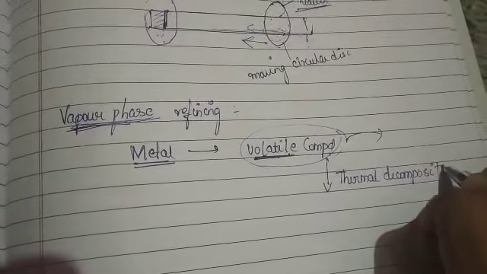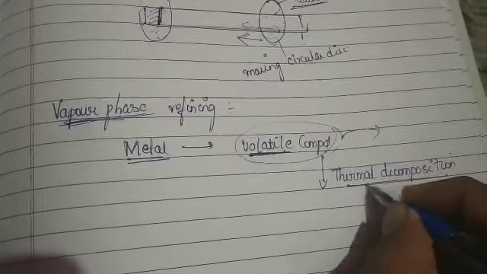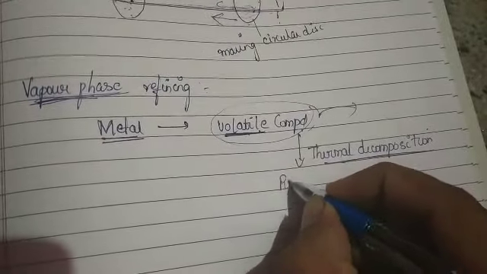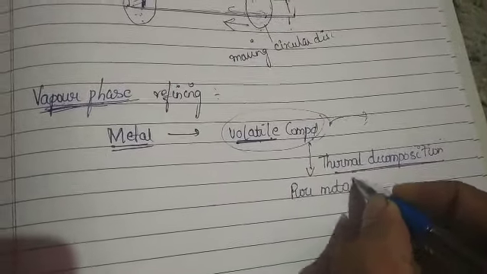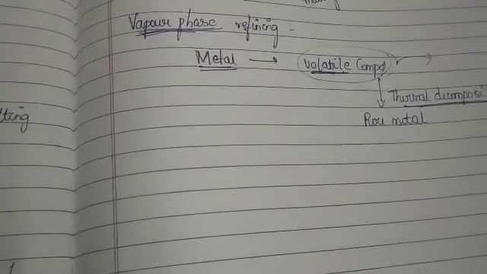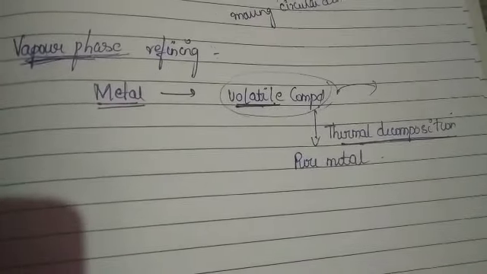So what happens when you're doing it? After this thermal decomposition, we will be getting your pure metal. So this is the main technique, or the main principle, involved in vapor phase refining.